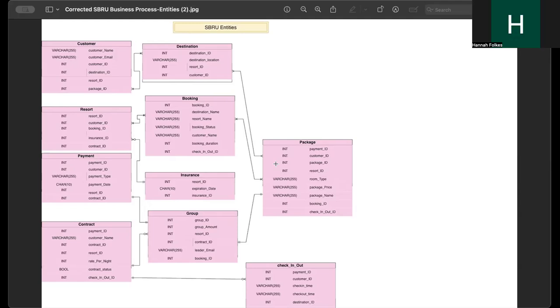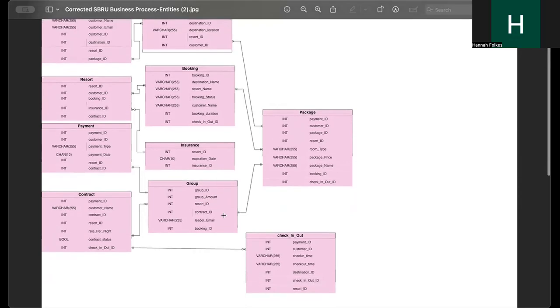And the last table we have is group to package. It follows a one-to-one relationship because for each group, they're all staying in the same room. So that is why it's one-to-one. Every member of the group is going to be staying in the same hotel room.